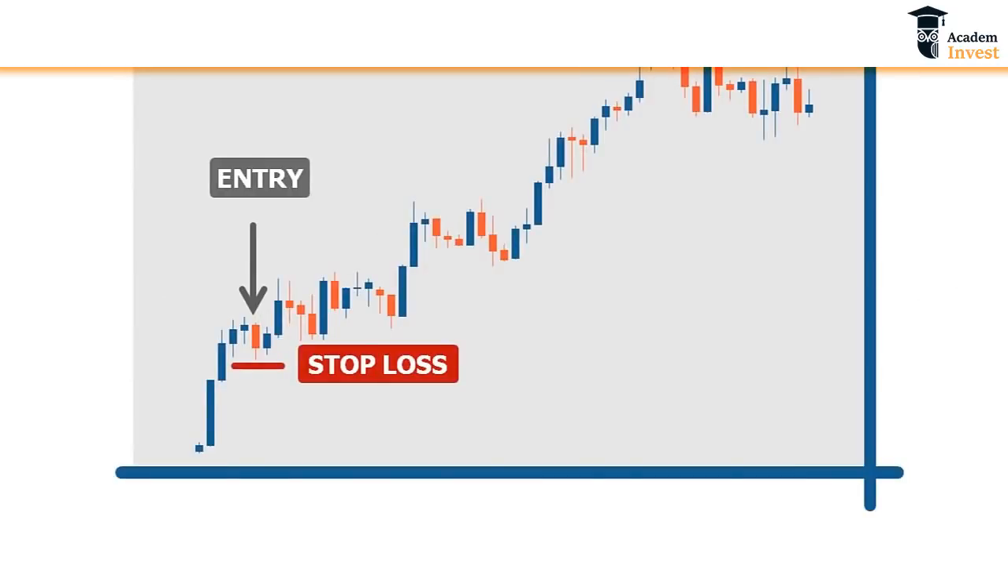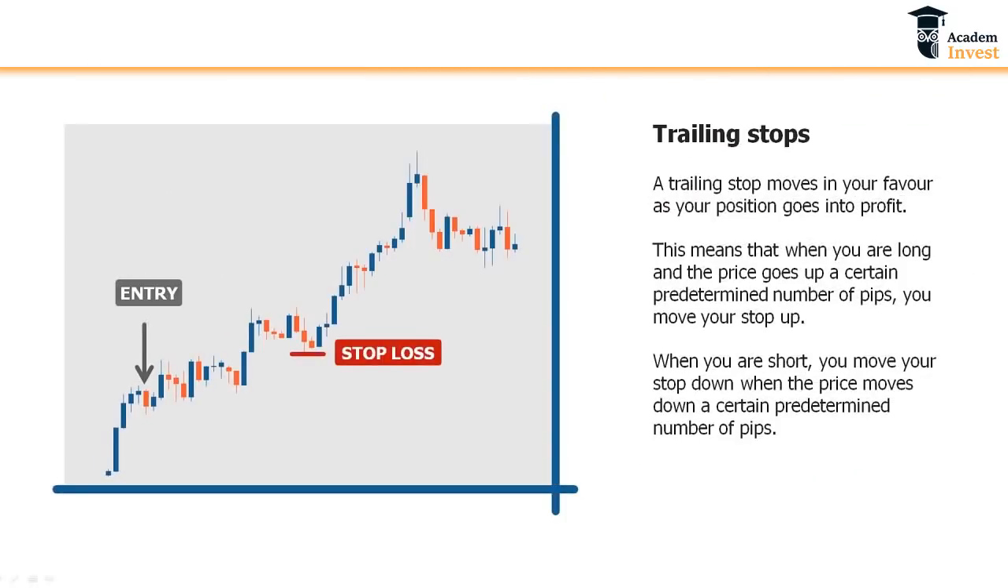Trailing stops are stop losses that move in your favor when a trade goes into profit. This means that when you are long and the price goes up a certain number of pips, you move your stop up. When you are short, you move your stop down when the price moves down a certain number of pips. The advantage of a trailing stop is that the risk on the trade starts being reduced immediately, and once the trade goes into profit, the trailing stop will then lock in any profit.